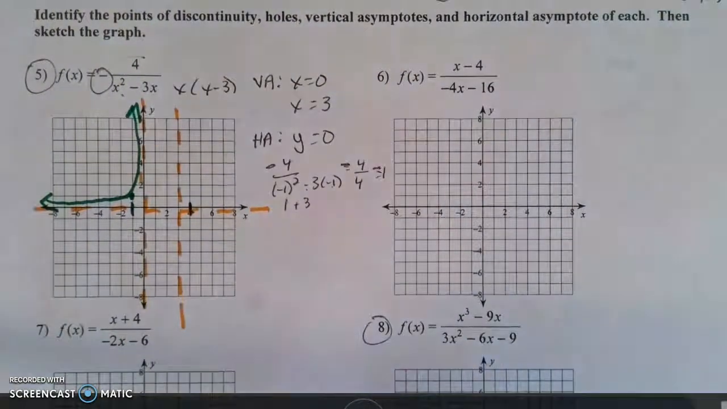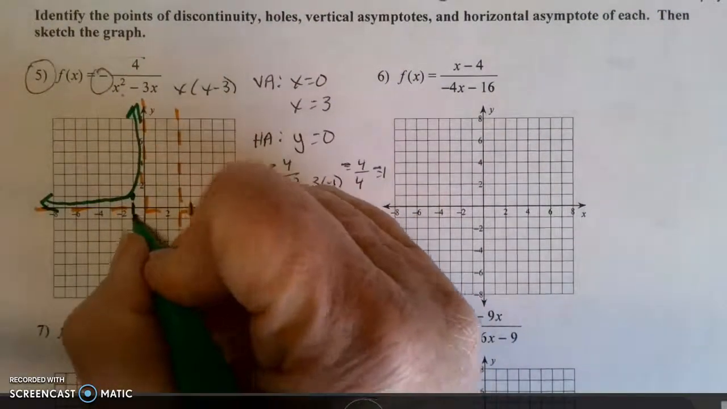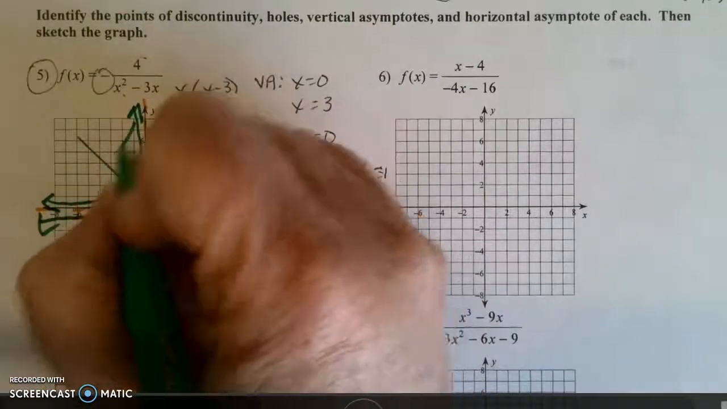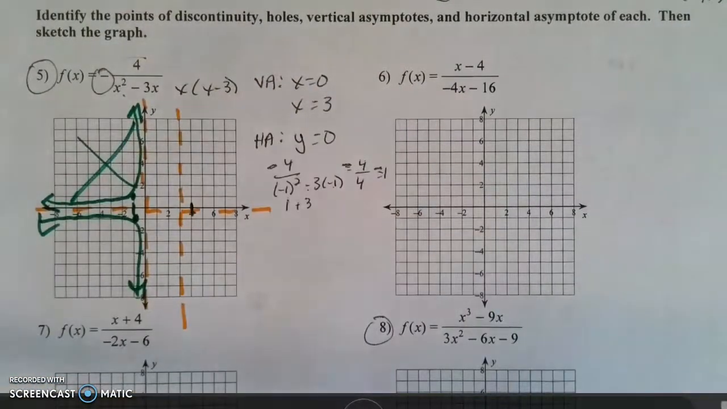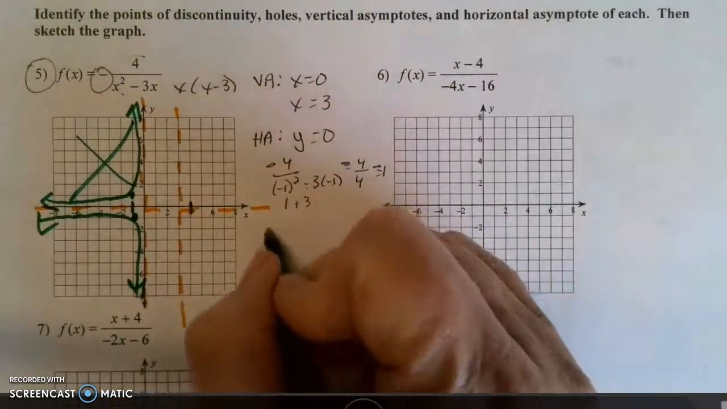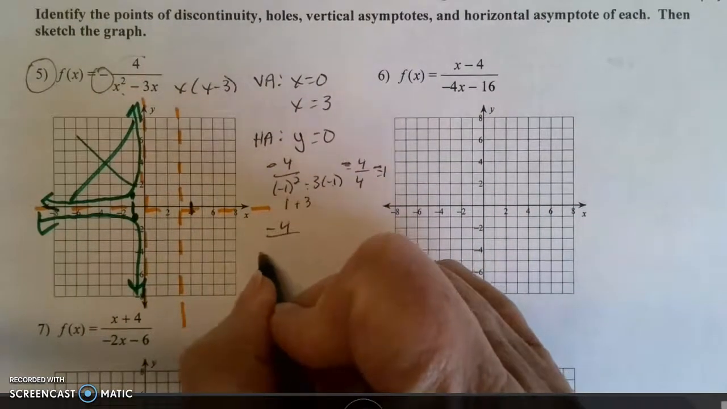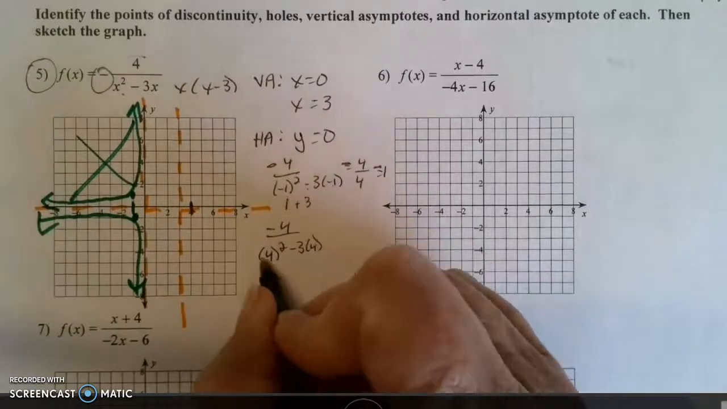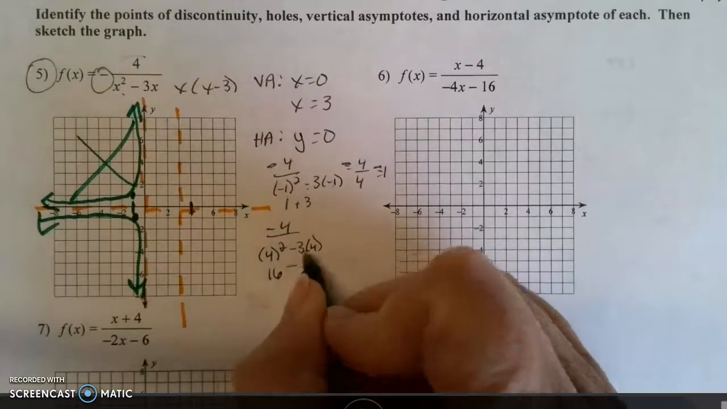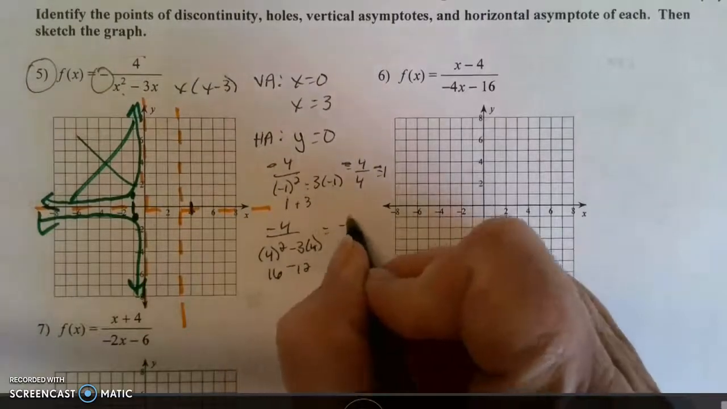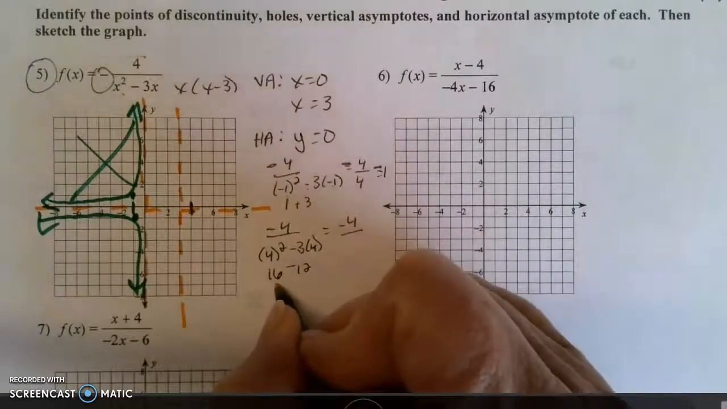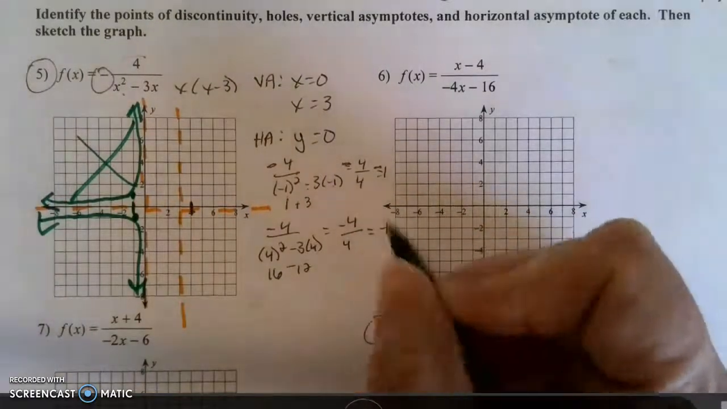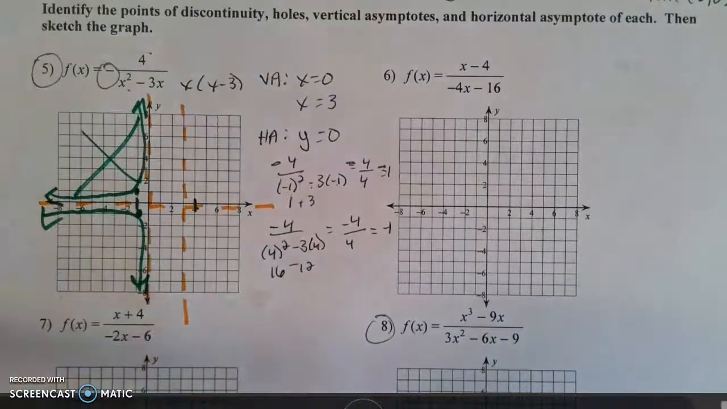So it should actually be down here. All right, now let's do 4. Four squared is 16. 3 times 4 is 12. 16 minus 12 is 4. Look, I got -1 again.